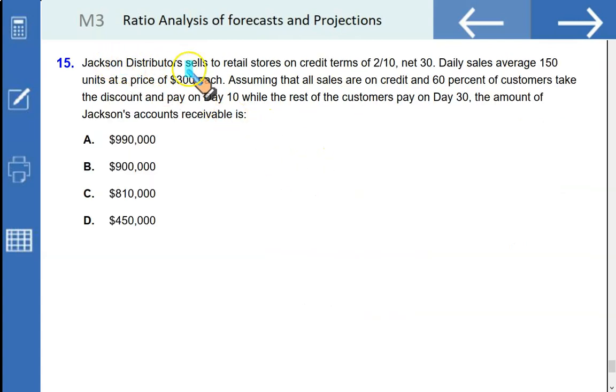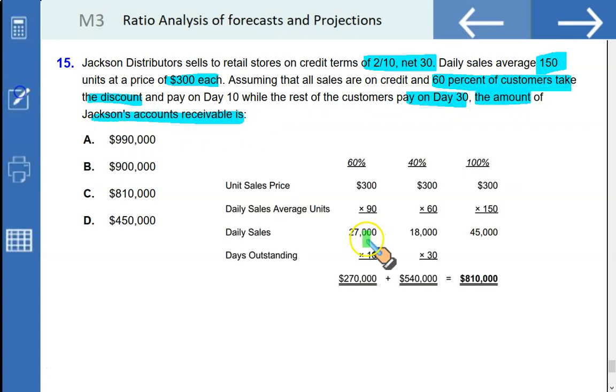Okay, Jackson Distributors sells to retail stores on credit terms 2/10 net 30, a discount of 2% if payment is made within 10 days, else full payment on the 30th day. Daily sales average 150 units at a price of 300 each. Assuming that all sales are on credit and 60% of the customers take the discount and pay within 10 days, while the rest, 40%, pay on the 30th day. The amount of Jackson's account receivable is.